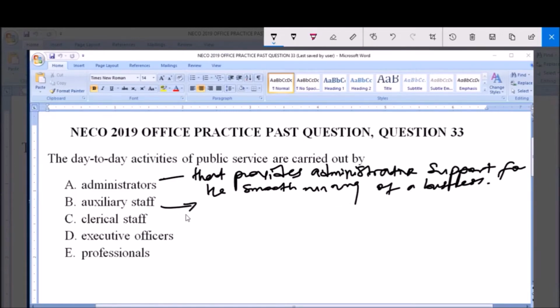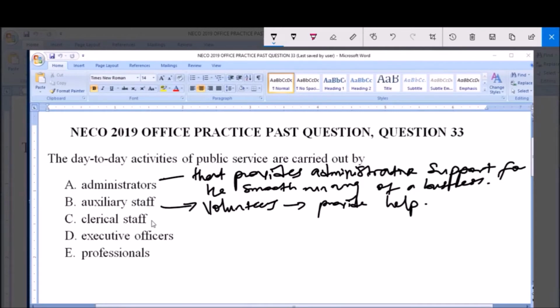Now the auxiliary staff are mostly referred to as volunteers. They provide help. That is, they help in various activities in the public service, but they are not the ones with the sole responsibility of carrying out the day-to-day activities.